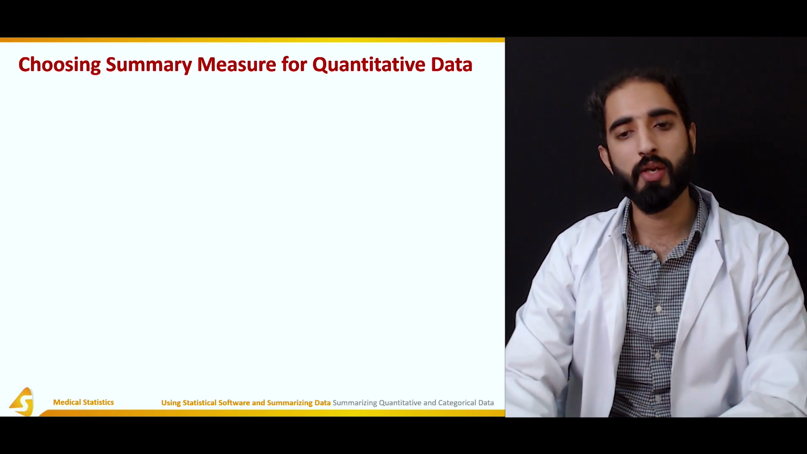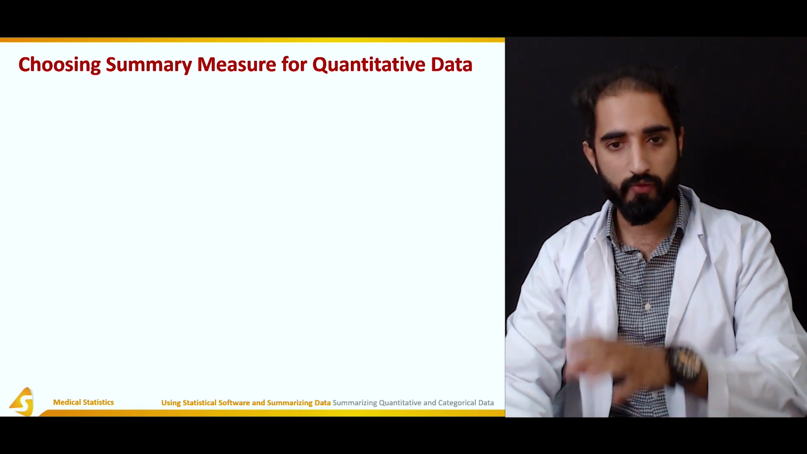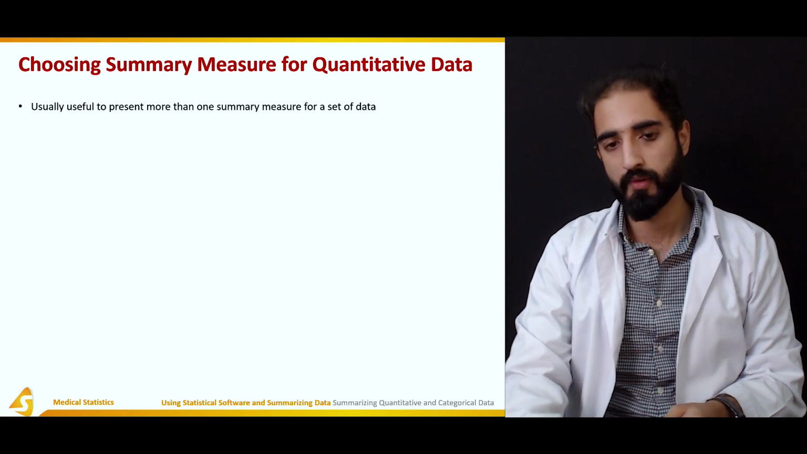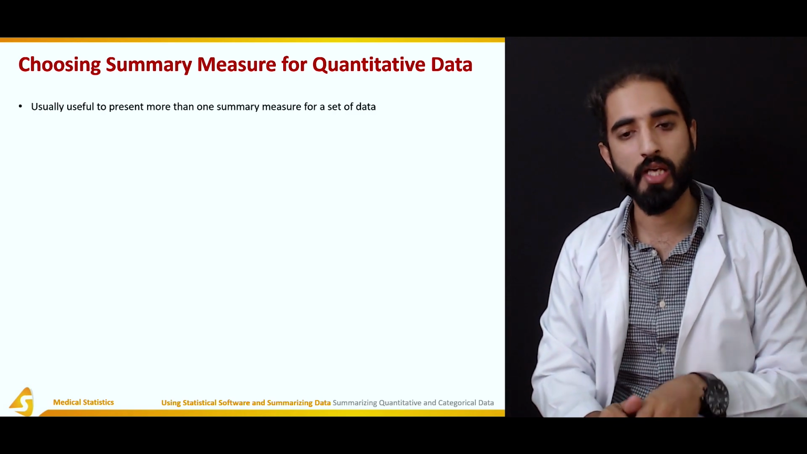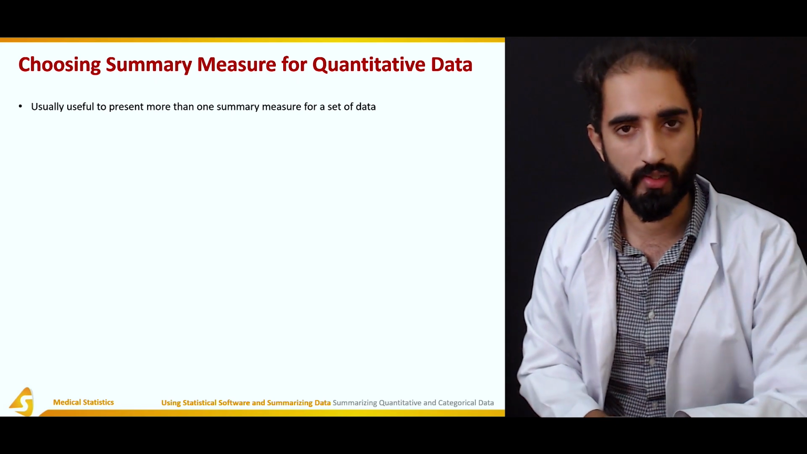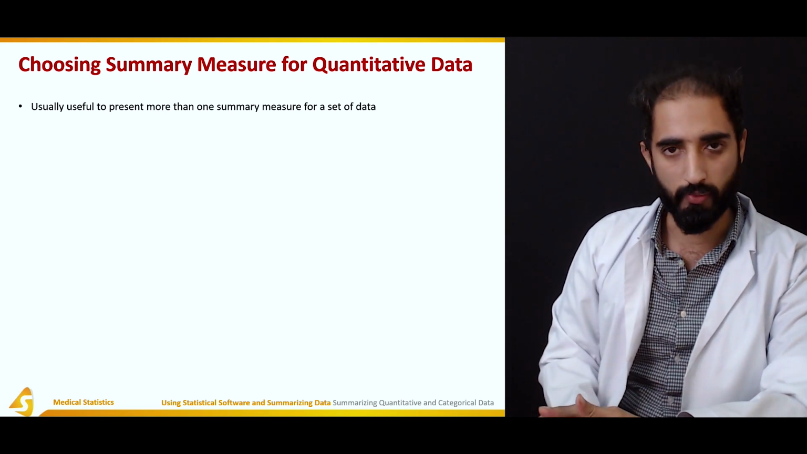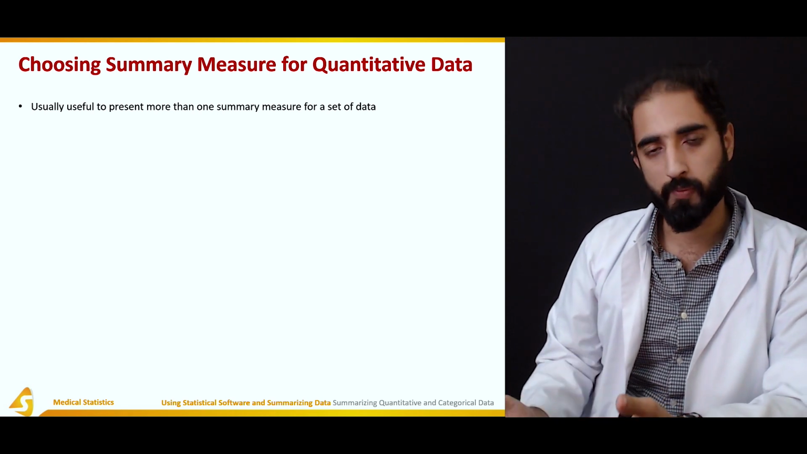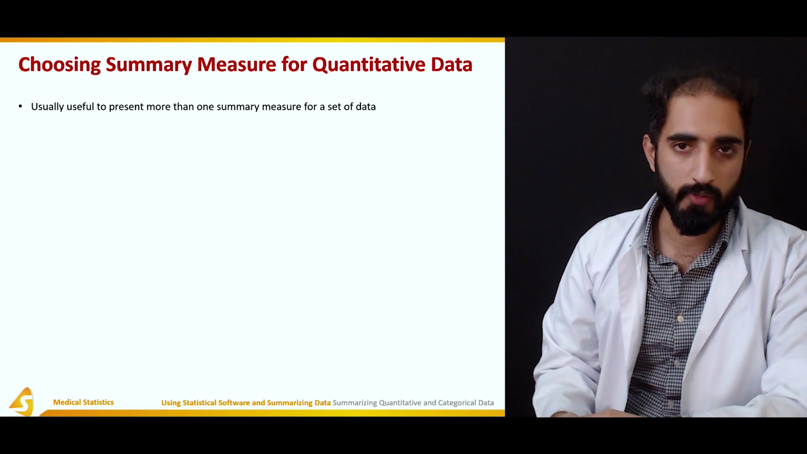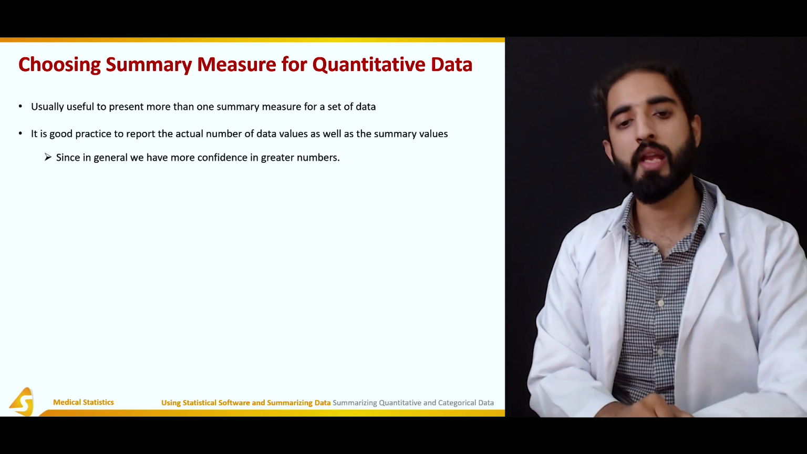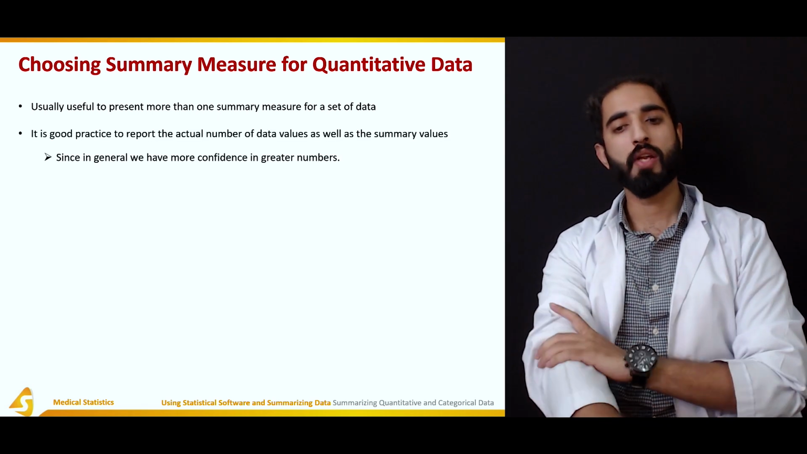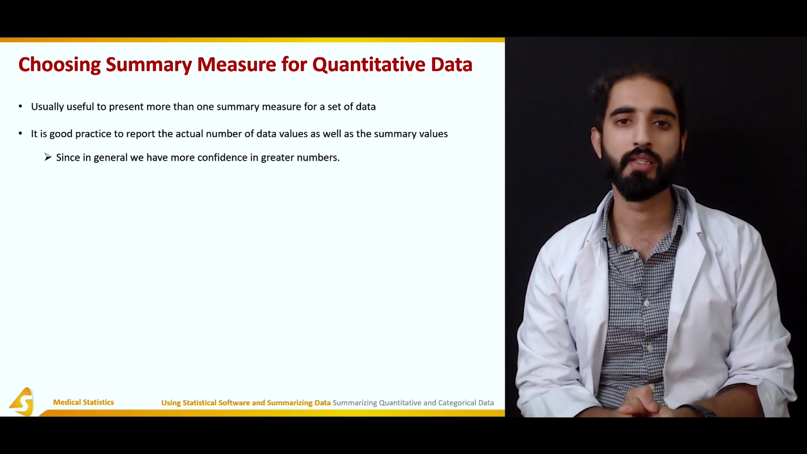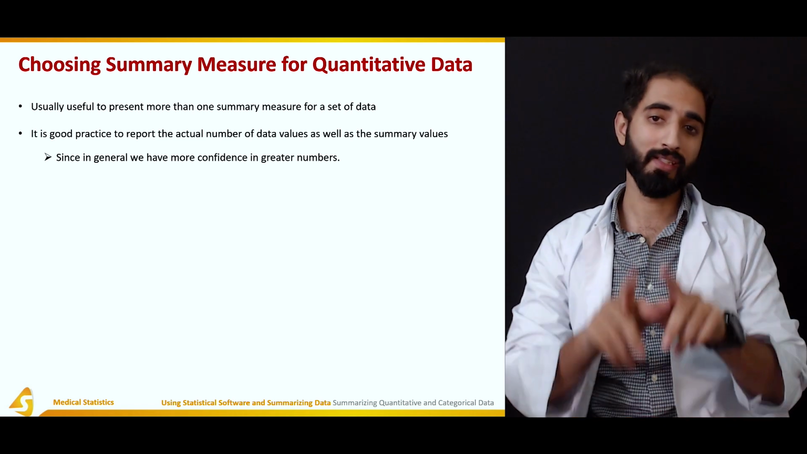Now, choosing summary measure for quantitative data. Now, we have talked about the summary measures. Now, which one would be the correct summary measure to choose? So, it's usually useful to present more than one summary measure for a set of data, such as central tendency and variability both, and that's how often we do it, such as mean plus minus standard deviation and median plus minus interquartile range. It is good practice to report the actual number of data values as well as the summary values, and that's what happens when we analyze the data with SPSS. It gives us the N as well.